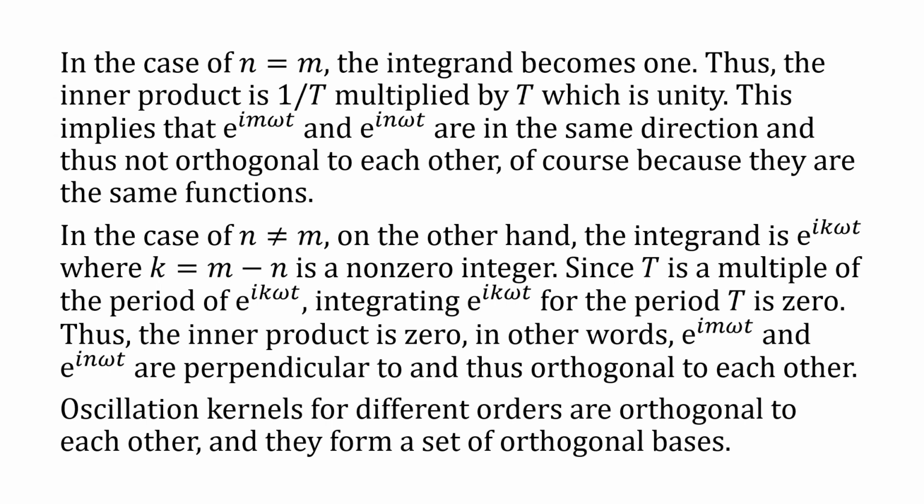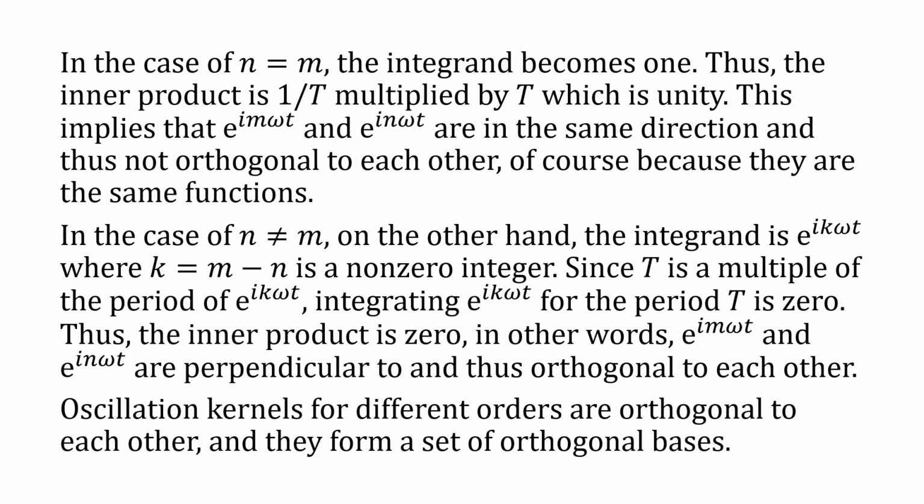In the case of m equals n, the integrand becomes 1. Thus, the inner product is 1 over large T multiplied by large T, which is unity. This implies that e to the i m omega t and e to the i n omega t are in the same direction and thus not orthogonal to each other, of course because they are the same functions.